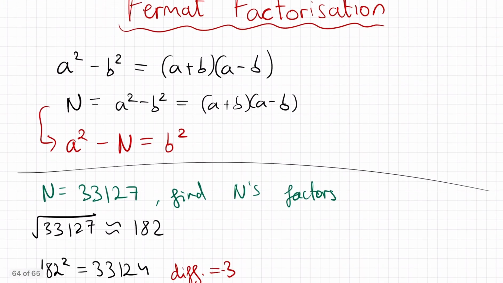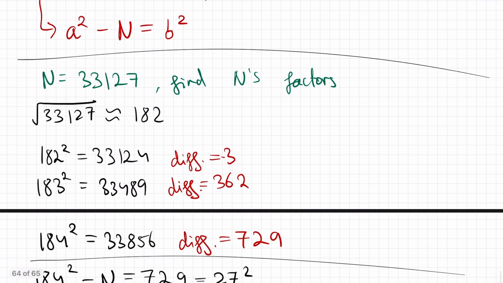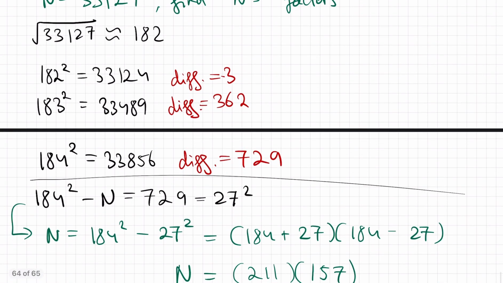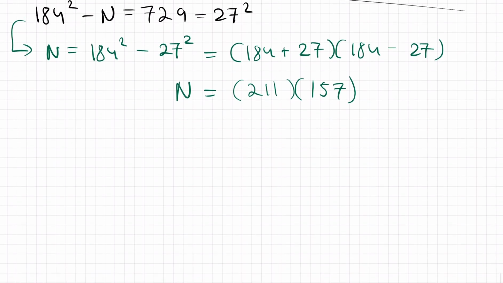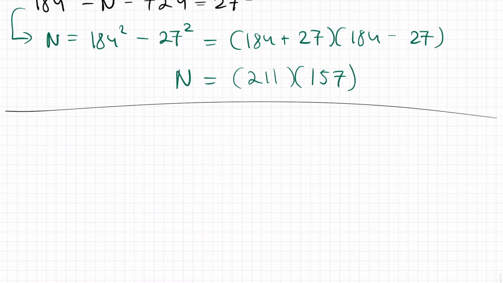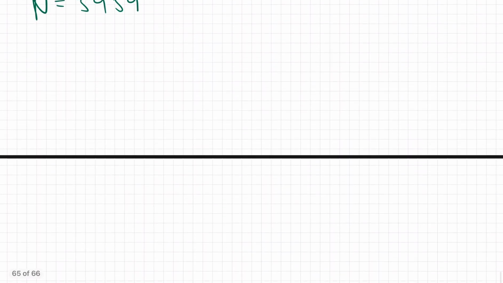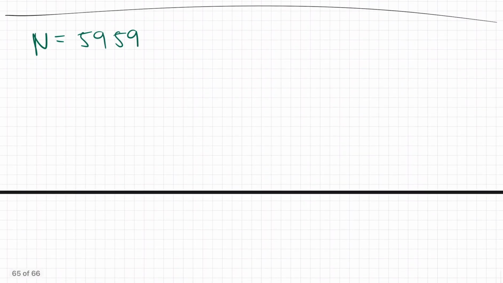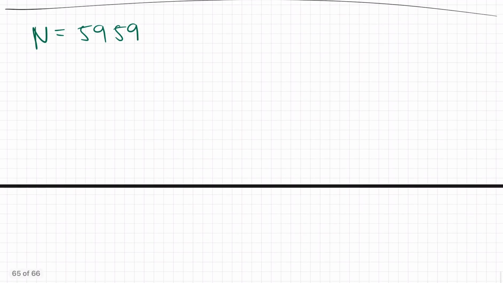Now I'll give you one more example, and hopefully you can understand how to do it from there. So let's do one more example. Let's say n is now equal to 5,959, like so. So first thing we're going to do again is we want to get the starting point. So we're going to take the square root of n, like so. And that's going to give you about 77. So this is our starting point.